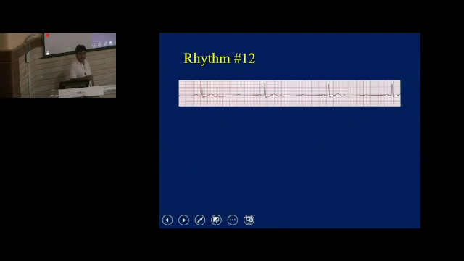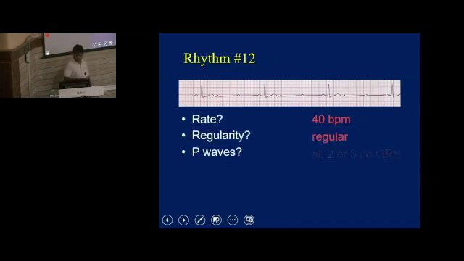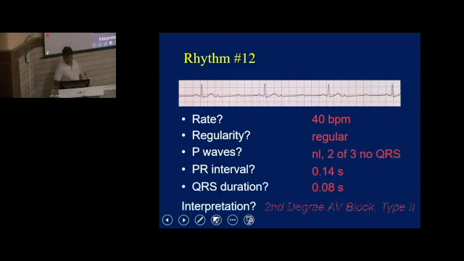This we call Mobitz type 2, and it is a subtype of second degree heart block. Is that clear? So this is second degree heart block type 2. Second degree AV heart block. You have to add all these things: second degree atrioventricular heart block, Mobitz type 2.